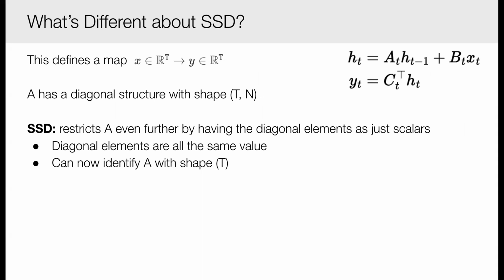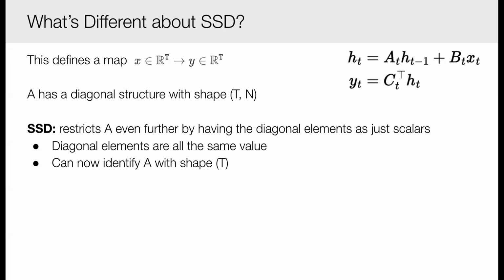Regarding structured state space duality, what's different between this and SSMs might be your first question. It essentially defines a map. Originally, we had a simple map with our two fundamental equations of SSMs, your h_t and y_t. It's basically just a map from input X to output Y. And you have a diagonal structure A, which is essentially a tensor or a matrix in a sense, with the shape T and N.